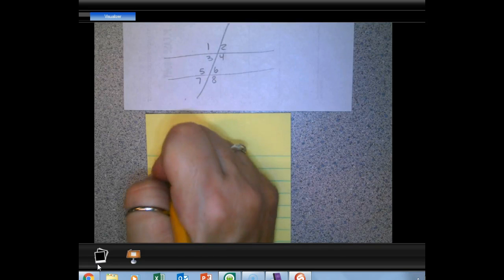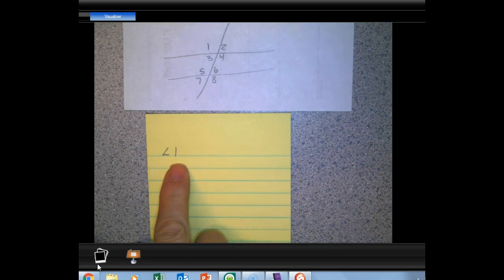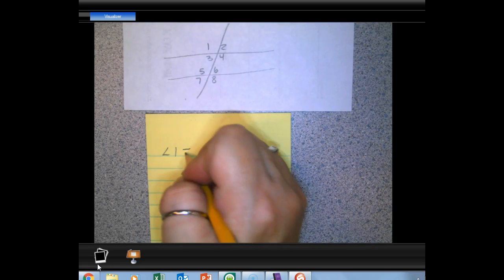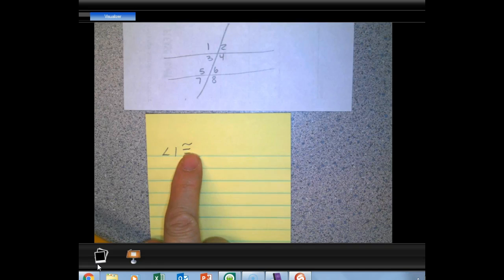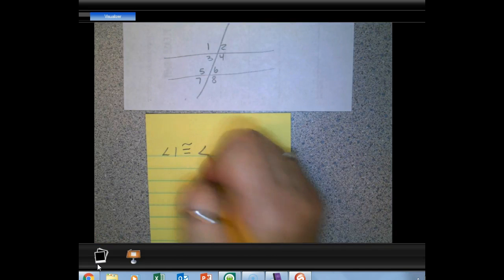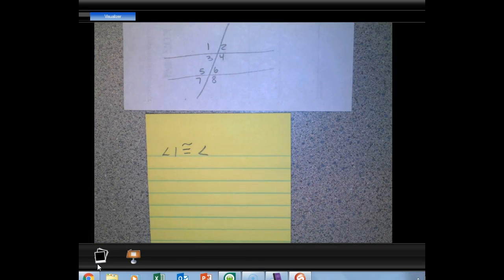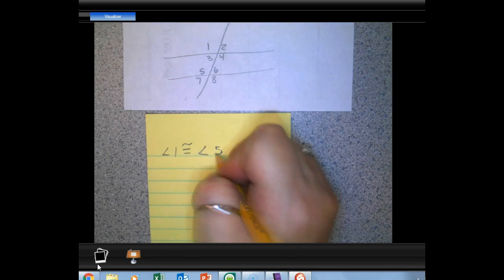Then I'm going to help you out by giving you some information, okay? So we're going to start with angle 1. This is angle 1. And we're going to say that angle 1 is congruent, it's an equal sign with a squiggly line on top, to what angles? Angle what? Can you tell me what? Angle 1 is congruent to what? What other angle would it measure exactly the same? Grant? Angle 5. And why?